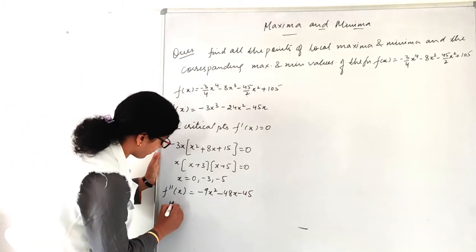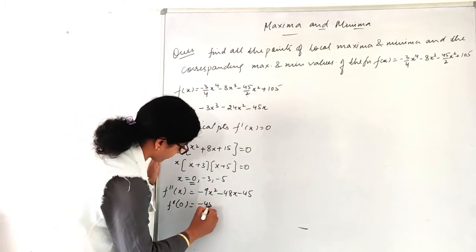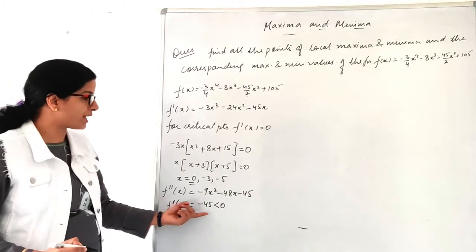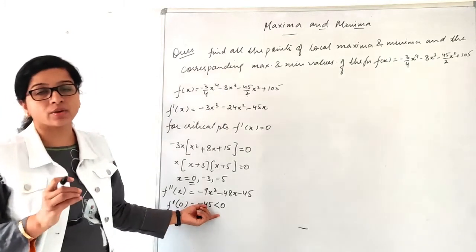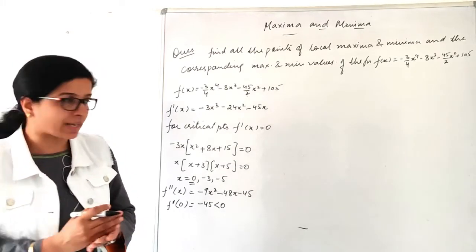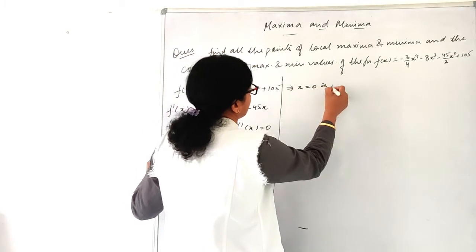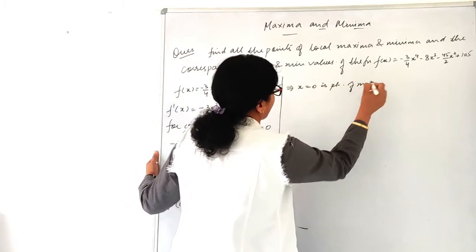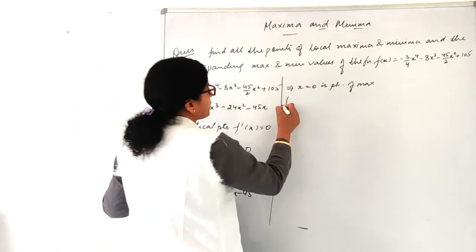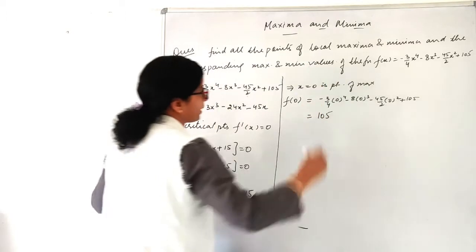If I substitute x = 0 in f double dash, I'm getting minus 45, which is less than 0. So whenever f double dash x is less than 0 at the critical point, it becomes the point of maxima. So this implies x equals 0 is a point of maxima. And what will be the corresponding maximum value? I will substitute this in f(x). So the corresponding maximum value is 105.